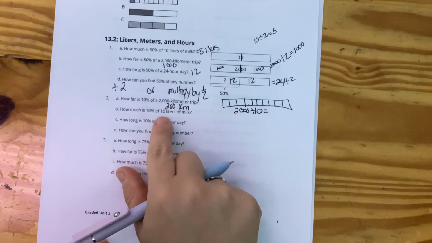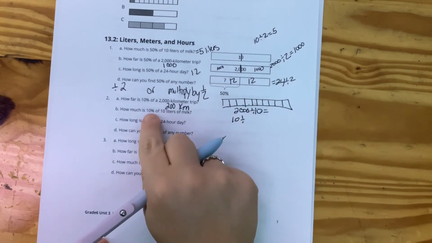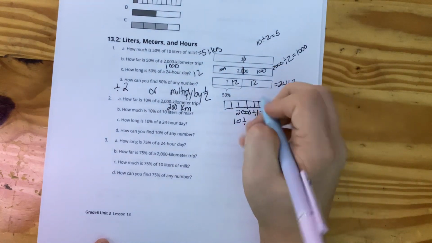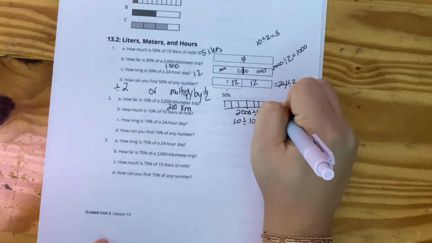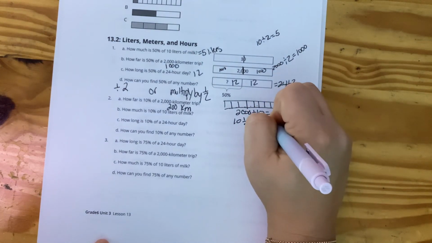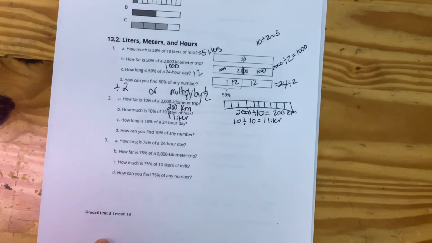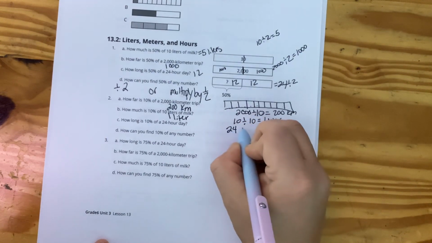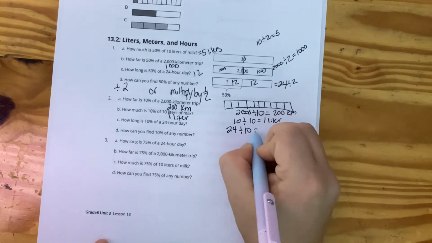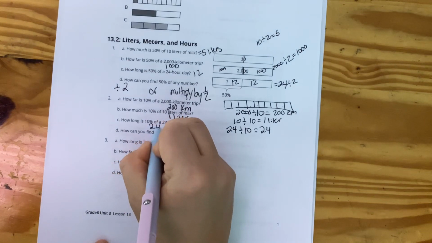I'm going to see if this process is the same. I have my 10 liters of milk. I'm going to divide it up into my 10% groups, so divide by 10, and I get 1 liter of milk. How long is 10% of a 24-hour day? We're going to follow the same pattern. My 24 hours, I'm dividing it into my 10 groups, so I'm going to have 2.4 hours every 10%, 2.4 hours.